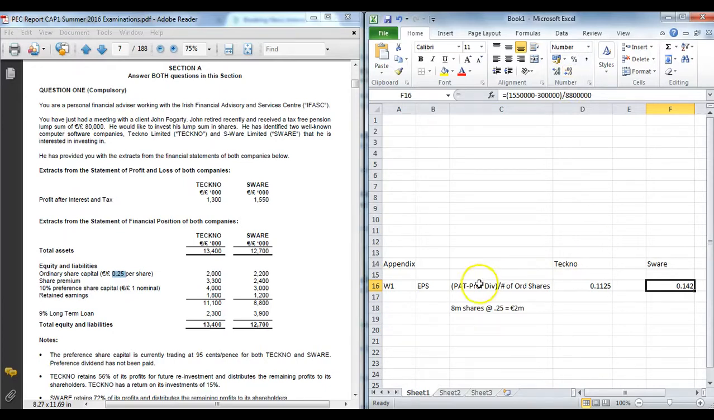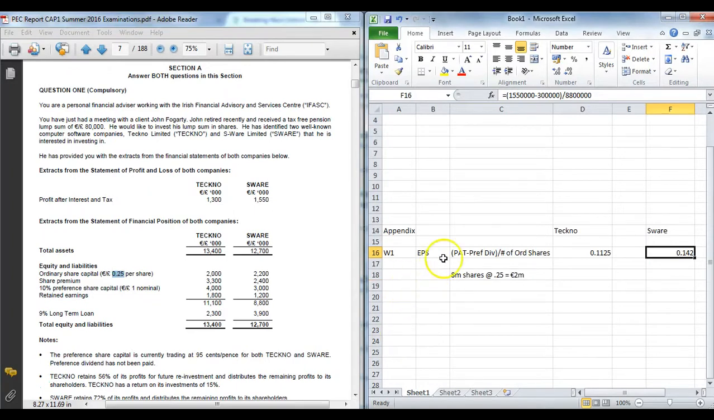So the key thing there was to understand your formula. Students got caught out by not taking off the preference dividend or by getting the wrong number of shares. Remember, this figure here is euros of share capital. You actually want the number of shares, which is dictated by what the value of each share is.